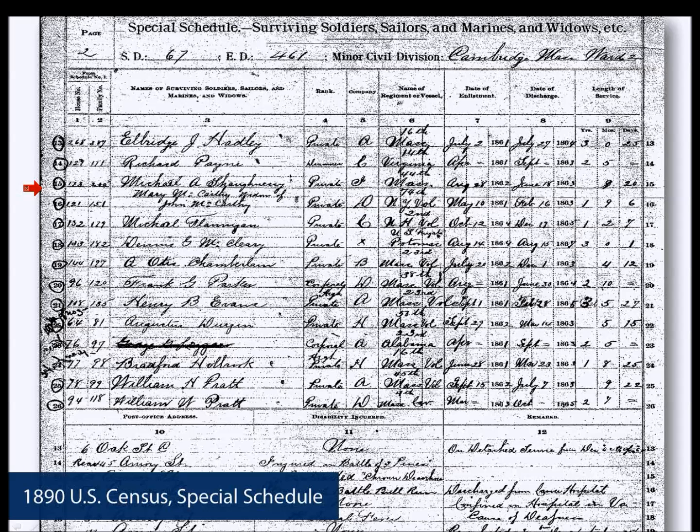Now, you also will find on here that there is the name of a widow. In this case, Mary McCarthy, the widow of Michael Shaughnessy. Seems a little interesting. The last name's the same? No, it's not. She's a remarried widow. So if your ancestor's widow remarried, she may also be listed in this.